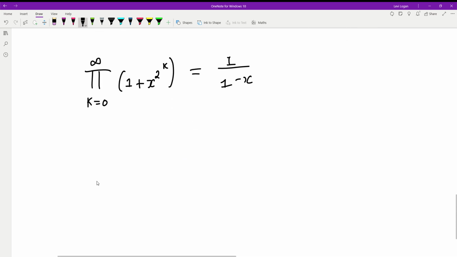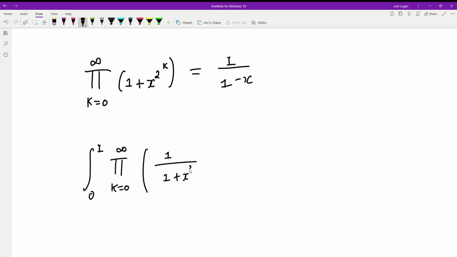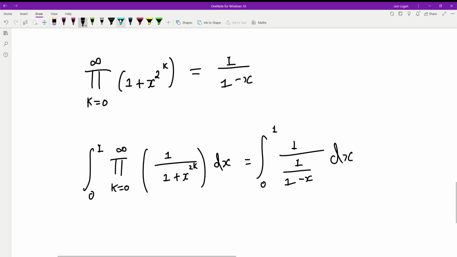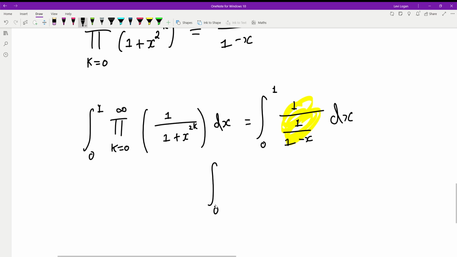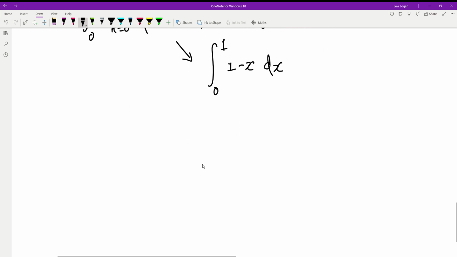Now remember, we looked at the reciprocal, so we're trying to evaluate this guy here. The integral from 0 to 1 of the infinite product, k equals 0 to infinity, of 1 over 1 plus x to the 2 to the power of k dx. So this must be equal to the integral from 0 to 1 of 1 over this whole thing, so 1 over 1 minus x dx. We can flip and multiply this thing, so we can rewrite this as the integral from 0 to 1 of 1 minus x dx. So we took something very scary and we transformed it into a very easy thing to evaluate.